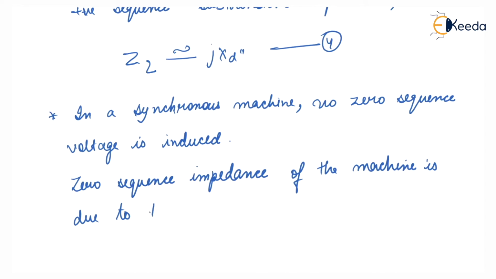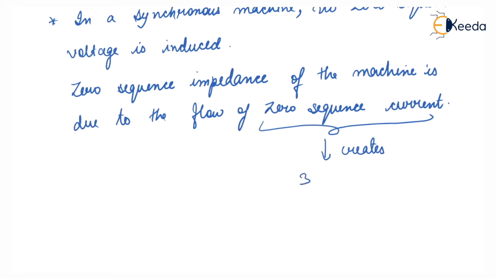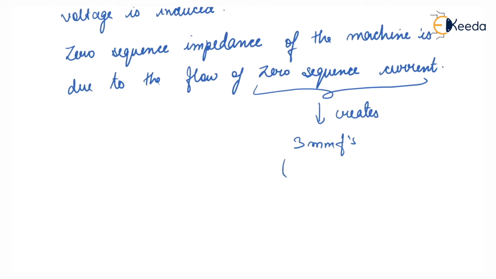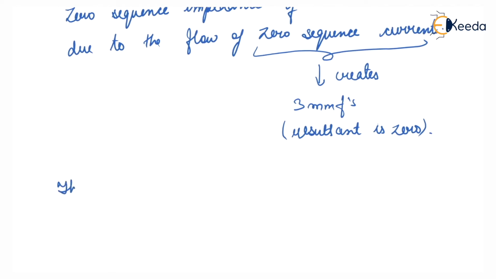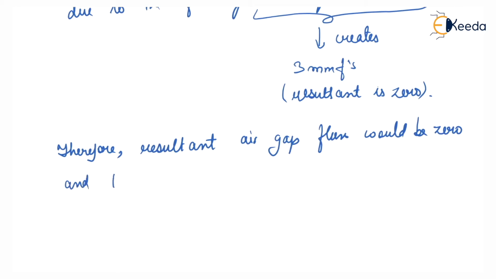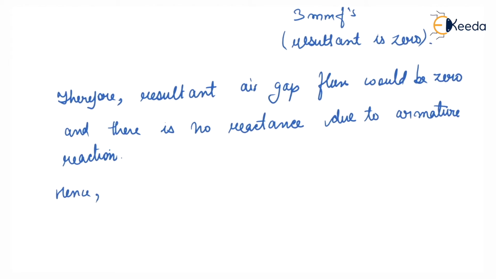The zero sequence impedance of the machine is due to the flow of zero sequence current, and zero sequence current creates 3 MMFs which are in time phase but are distributed in space phase by 120 degrees, meaning the resultant is 0. Therefore, the resultant air gap flux would be 0, and there is no reactance due to armature reaction. Hence, the machine offers a very small reactance due to the leakage flux.